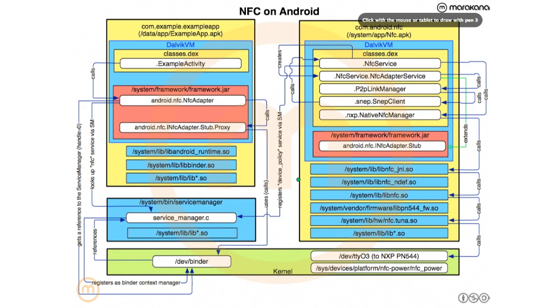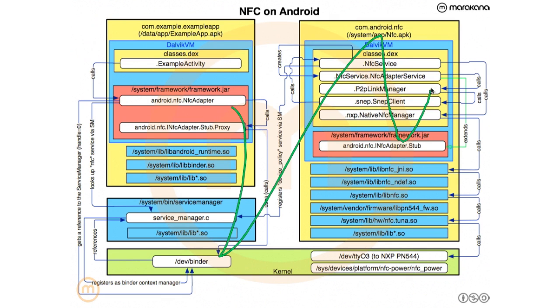And at that point, how the writing of the NFC data happens is, this is a little bit convoluted. You go this way, you go into the stub. From the stub, you go to the service.